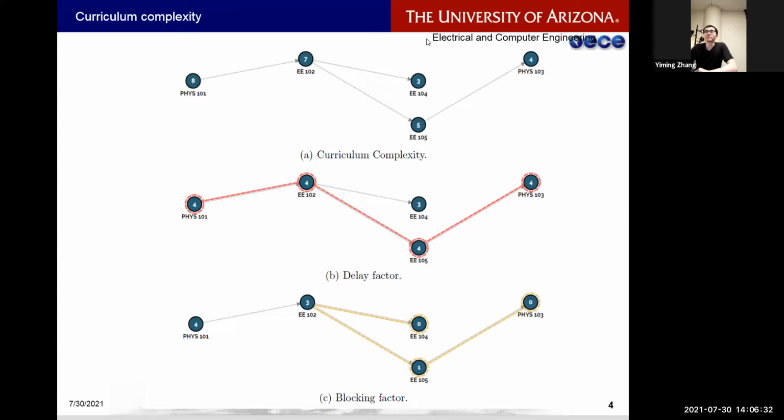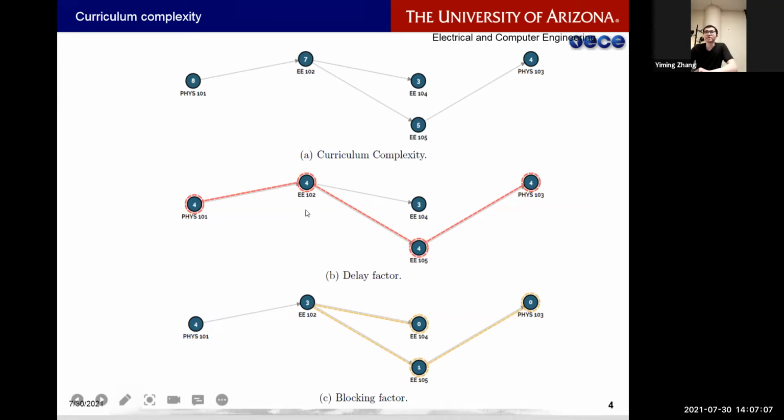Okay, so these graphs are a small portion of a curriculum. In this graph, each node means a course, and each edge means a prerequisite. A prerequisite is a prior knowledge you need to know before you study a new course, and the number in each node means a complexity of a course. Based on our definition, the complexity of a course contains two parts. They are delay factor and blocking factor.